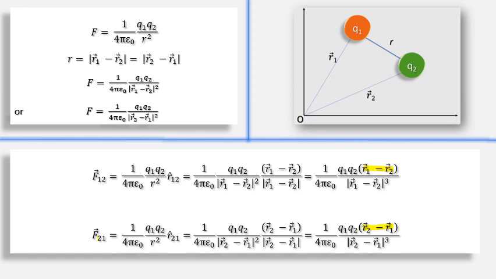So this is a vector form of Coulomb's law, which is not only giving you magnitude, it is also giving you direction of the force.